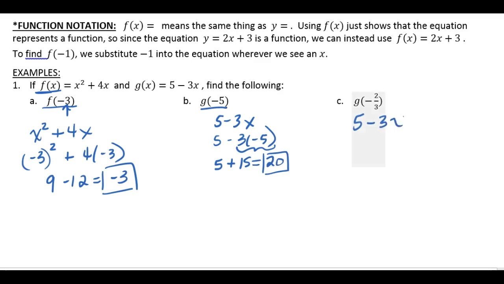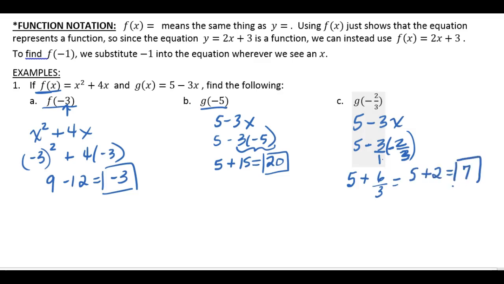C is g of negative 2/3. 5 minus 3x again, and 2/3. Don't freak out because it's a fraction. 3 over 1 is just 3, right? When you multiply fractions, you just go straight across. So I'm going to leave the 5 alone. And if I go straight across, I have two negatives, right? Negative times negative makes it positive. 3 times 2 is 6. 1 times 3 is 3. Well, that simplifies to 5 plus 2, which is just a 7.